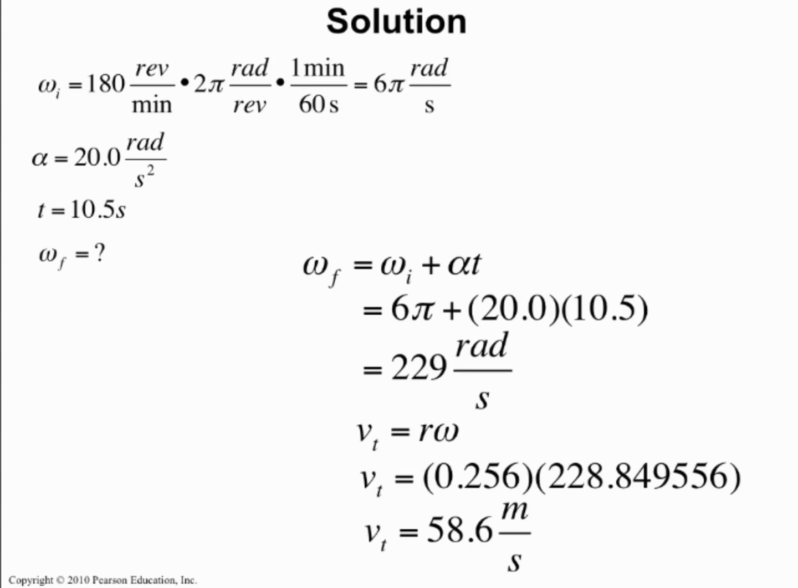This means that the overall velocity of bike and biker together will be 58.6 meters per second, precisely because the tangential velocity of the wheel is 58.6 meters per second.